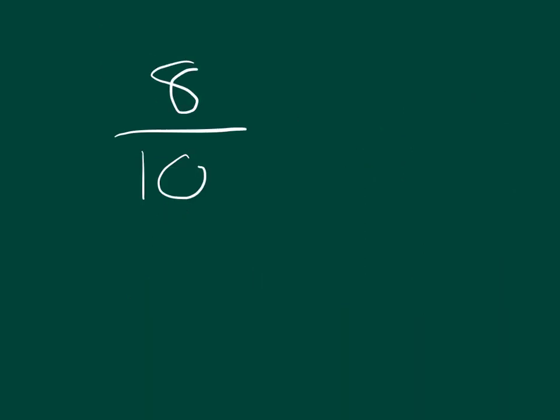Another way we can find equivalent fractions is by dividing. If we look at the fraction 8/10, can we find a number that goes into both 8 and 10? And if we can, let's divide by that number. Well, 8 can be divided by 2, and that gives me 4, and 10 can be divided by 2, which gives me 5. So 8/10 equals 4/5.